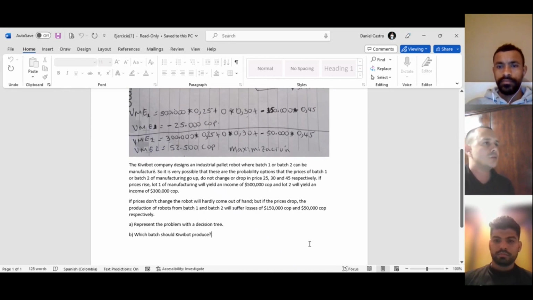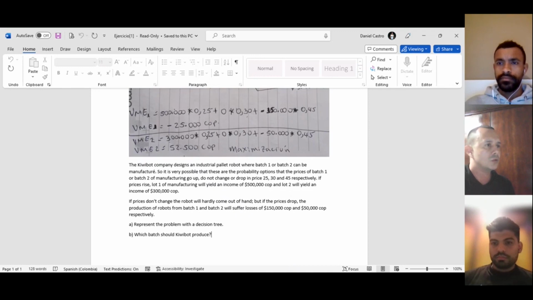EMV2 is equal to 52,500. And this will be a maximization, where I have to decide whether batch 1 or batch 2 is more convenient for me. Here it is profit or loss, so we are working on maximization. So the one that is best is batch 2, because 52,500 will be the basis of the decision.